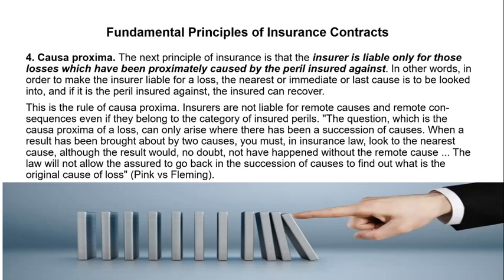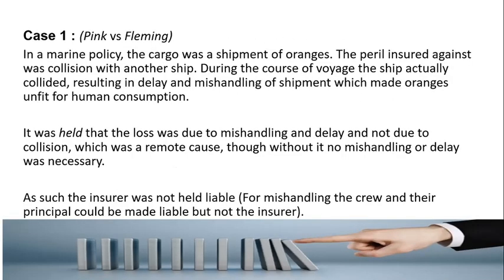The law will not allow the insured to go back in the succession of the causes to find out what the original cause is. So when you look at the case between Pink and Flemmer, this is a popular case in insurance. Let's look at the case. In a marine policy, the cargo that was being shipped was oranges, and the peril insured against was collision with another ship. So take note, the peril insured against was collision with another ship.